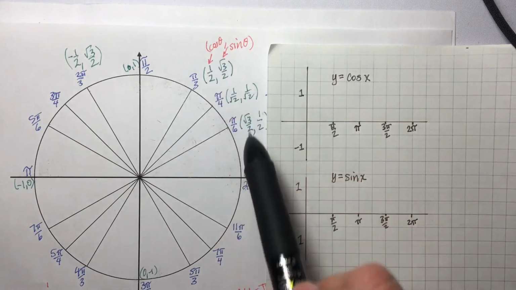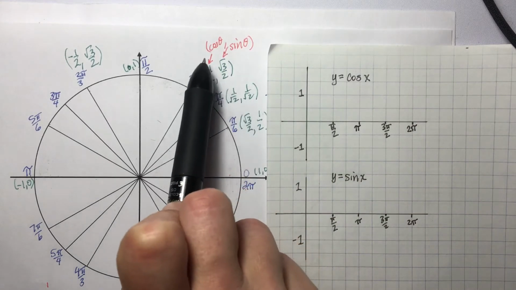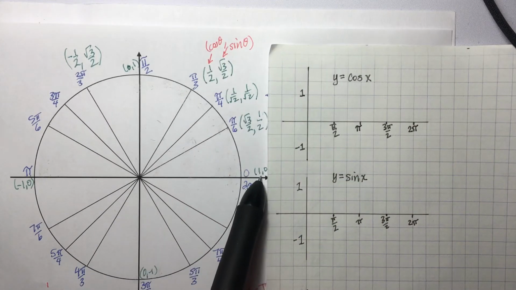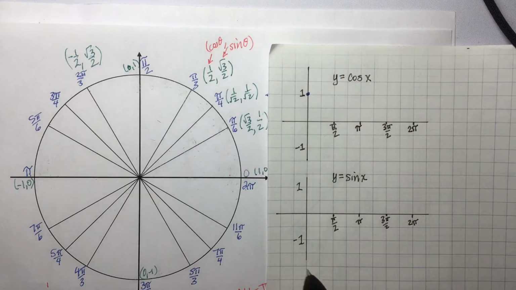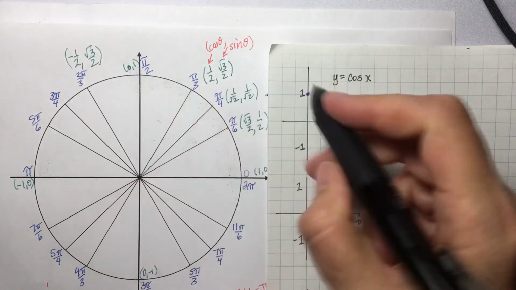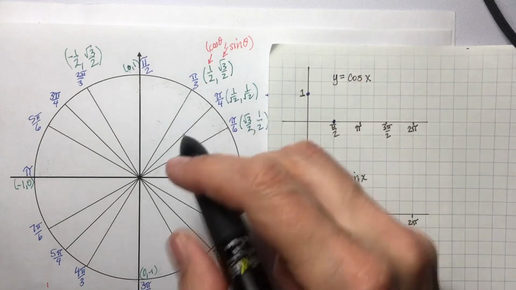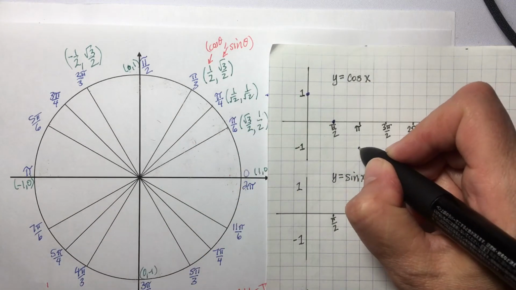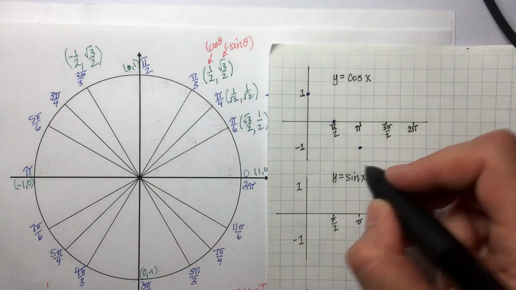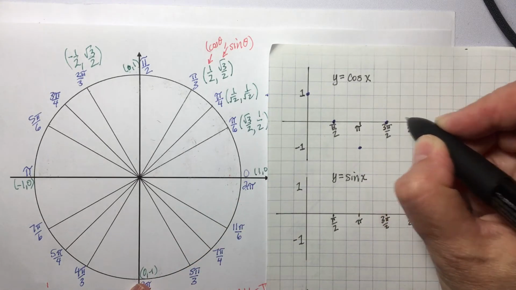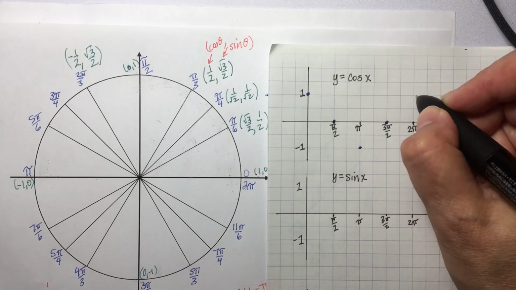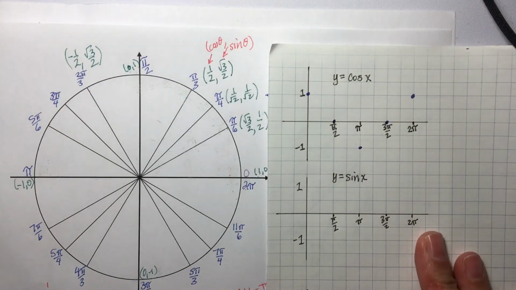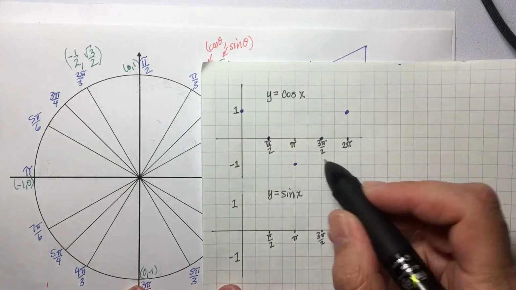So remember that the x-coordinates on our unit circle is cosine. So cosine of 0 is 1. So I can plot that. I'm not going to plot anything but multiples of 90, or the multiples of pi over 2. At pi over 2, cosine is 0. At pi, we're at -1. At 3 pi over 2, we're back to 0 again. And then by the time we get to 2 pi, we're back to 1, because that's the same as 0.